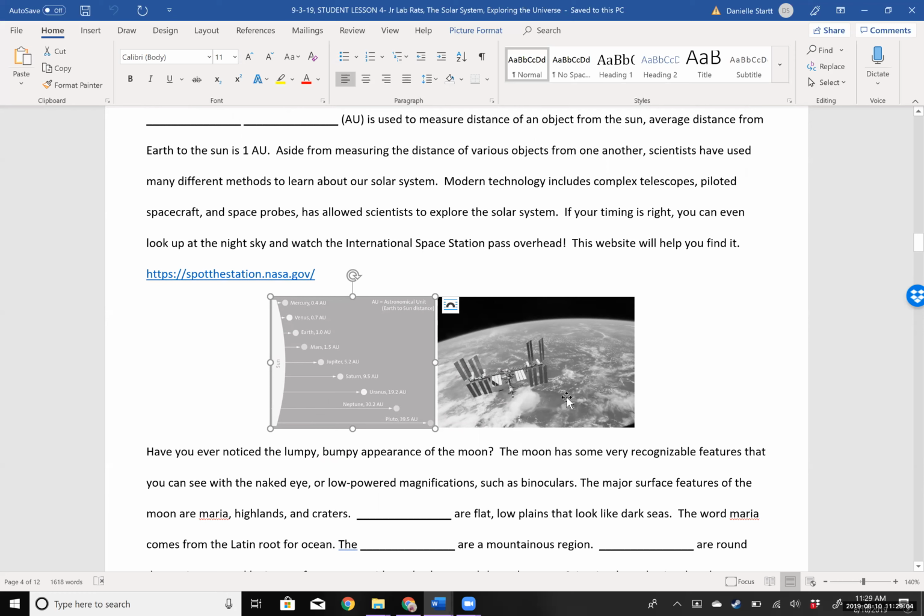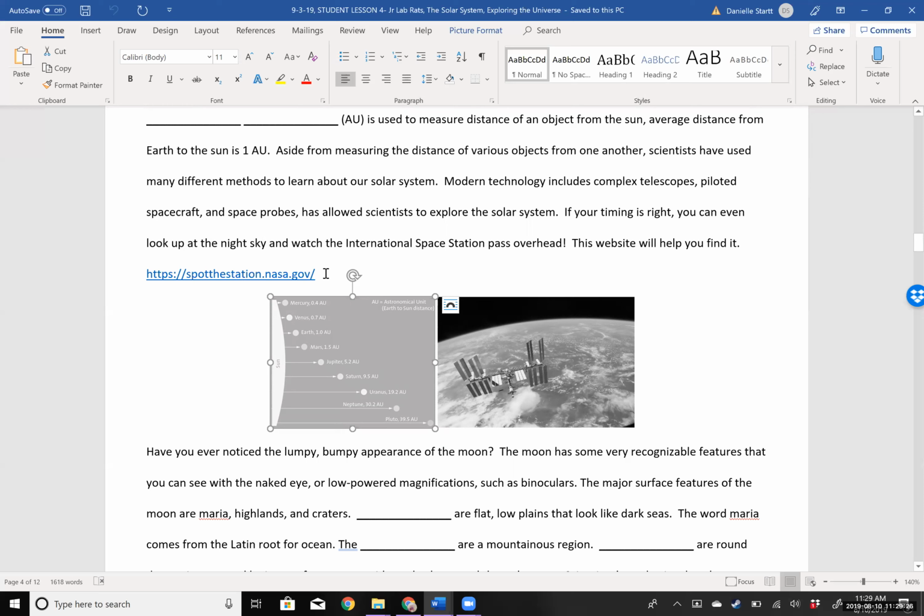That's the International Space Station, and it's in orbit around the Earth, and you can see it at night very well because it reflects the light on its solar panels, and it looks like this little glowing dot, and it flies through the sky fairly quickly. You can use the Spot the Station website, which will tell you when to go out and look for it.